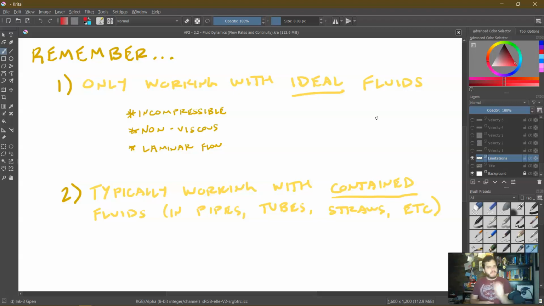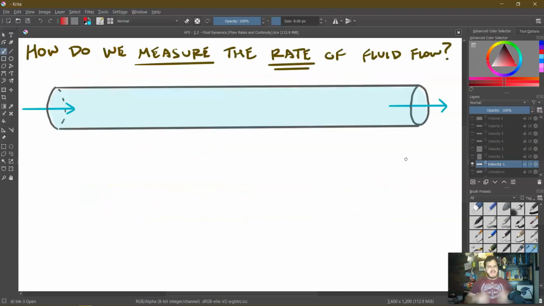But we need to add a further limitation this time, which is that we're typically working with what are known as contained fluids or enclosed fluids. So these are fluids in pipes, tubes, straws, etc. Occasionally, we may have an opening, but ultimately what this comes down to is that where the fluid goes in at one point, it exits some point, and it's all kind of moving in that same direction. So how do we measure the rate of fluid flow?